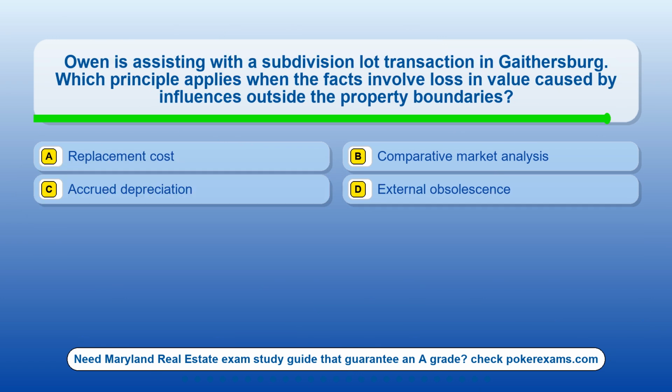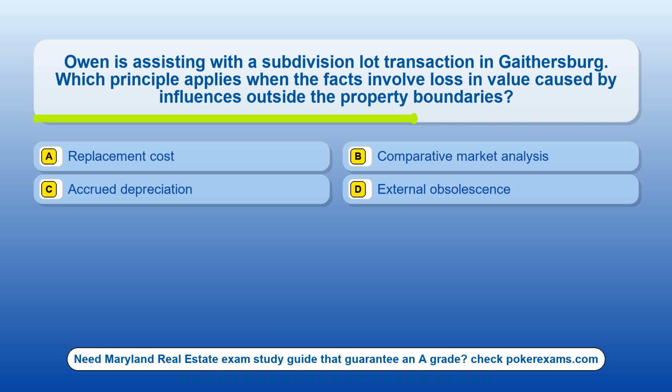Question 12. Owen is assisting with a subdivision lot transaction in Gaithersburg. Which principle applies when the facts involve loss in value caused by influences outside the property boundaries? Option A, replacement cost. Option B, comparative market analysis. Option C, accrued depreciation. Option D, external obsolescence.